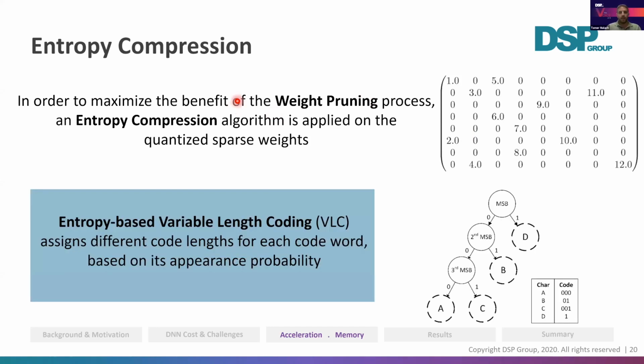Entropy-based variable length coding is a type of compression that assigns different code lengths for each code word based on its probability, meaning that instead of using fixed length weights, we are using different lengths to represent different weights according to the probability of the weights. And let's see an example.